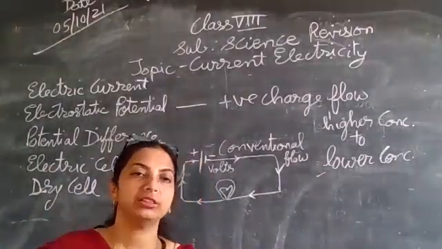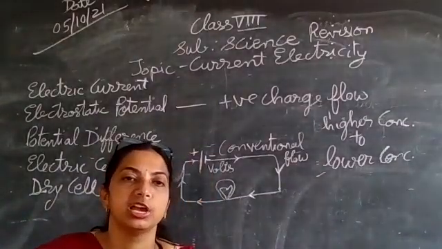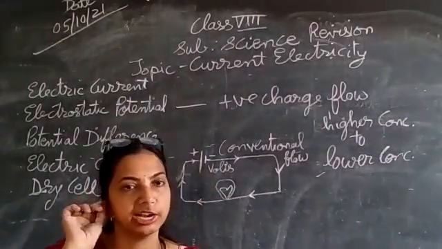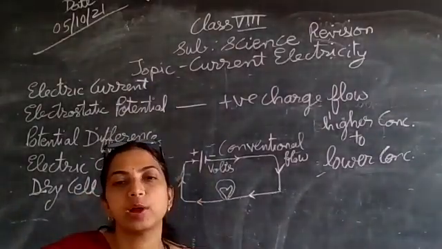The main things to revise once are potential difference, electrostatic potential, and current electricity.